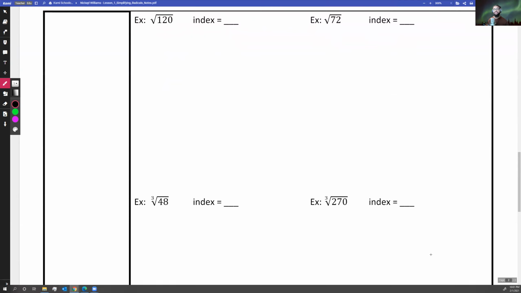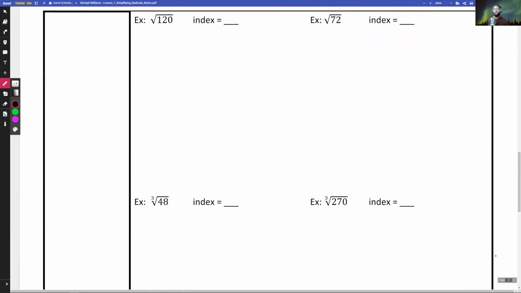This says the square root of 120. Now I know that this is the square root because we don't have anything on this porch. The porch is empty, and so since the porch is empty, it's got to be 2. We just know it's always going to be 2 anytime our porch is empty. So our index is 2. Got nothing on the porch and a 120 in the house.